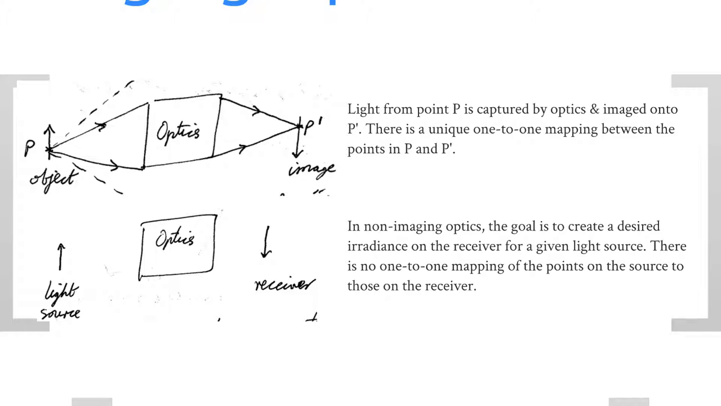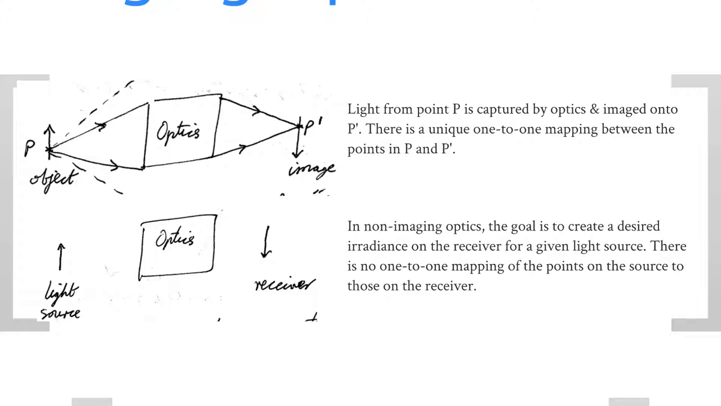If you think about what this means, all the rays that come from one point P of this object go in all directions, emitting in all directions. It may not, but in general, it's going in all directions. You collect as many rays as you can, and all those rays essentially go to another point P prime of the image. What's critical here is that there is a one-to-one mapping happening. P goes to P prime. It's a unique one-to-one mapping. That's the important thing from an imaging system point of view.